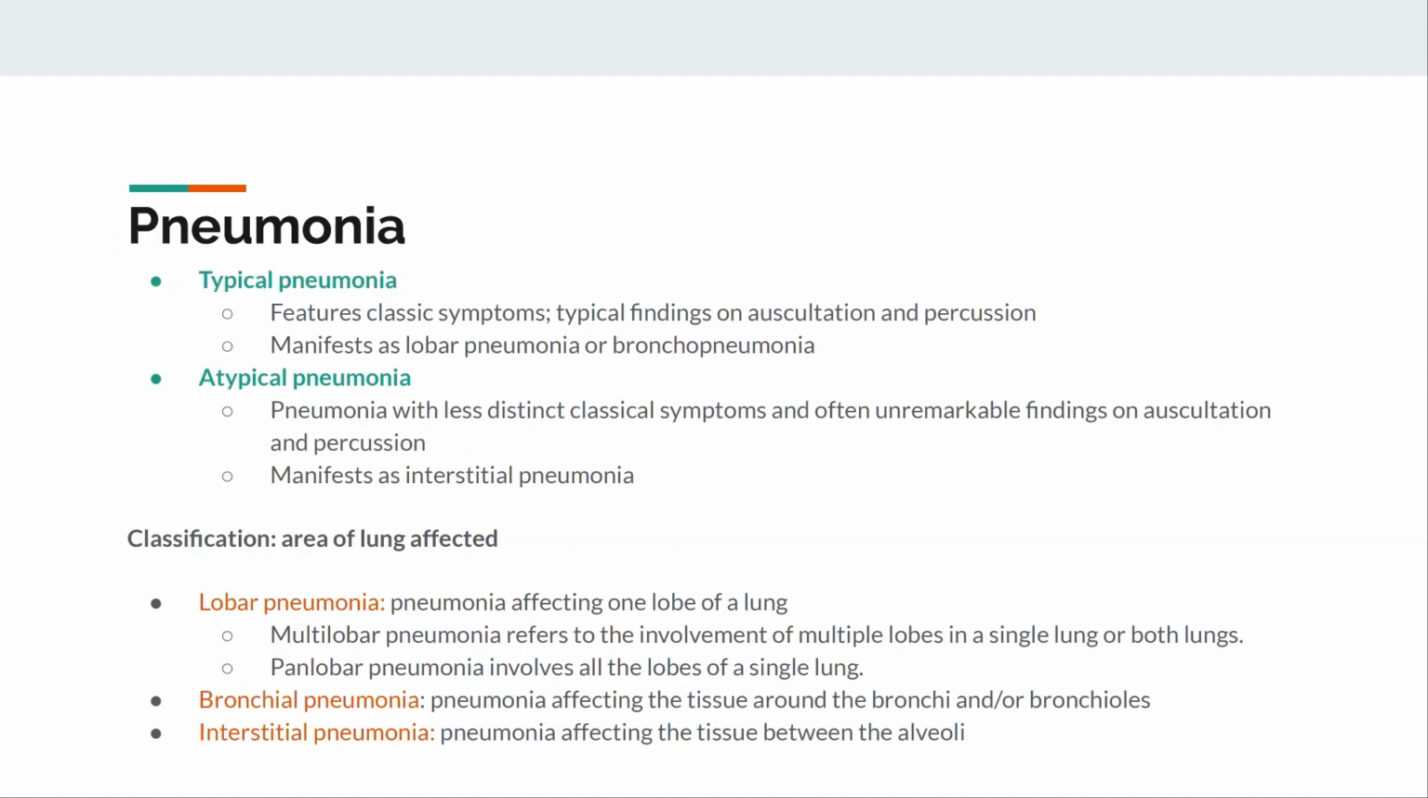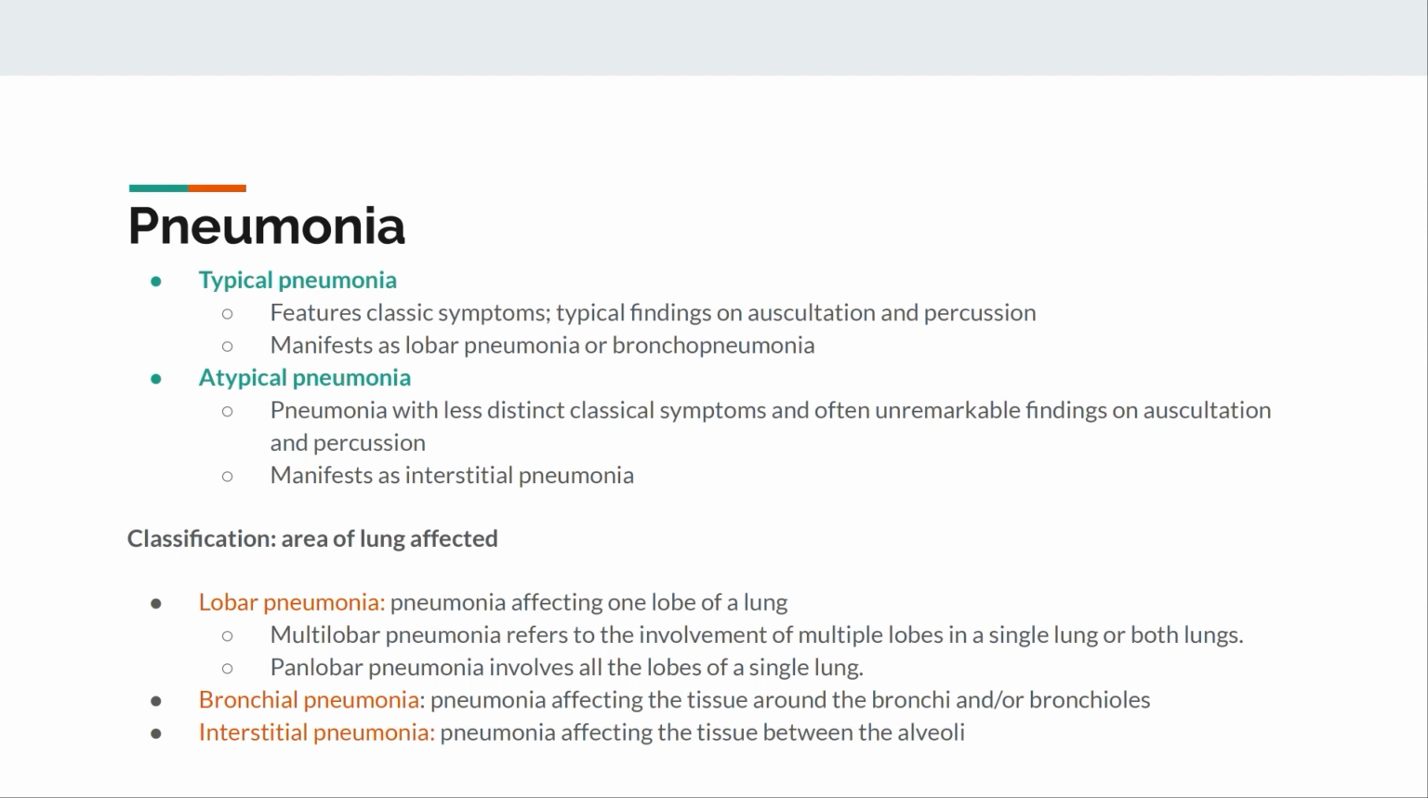So, like we said, we've got typical pneumonia and atypical. So typical, it's going to have your classic symptoms, the typical findings that you've learnt with your auscultation and percussion, and that's mainly your lobar and bronchopneumonia. Whereas your atypical pneumonia typically manifests as the interstitial pneumonia, and they won't necessarily follow those distinct classical patterns, and may actually have unremarkable findings.